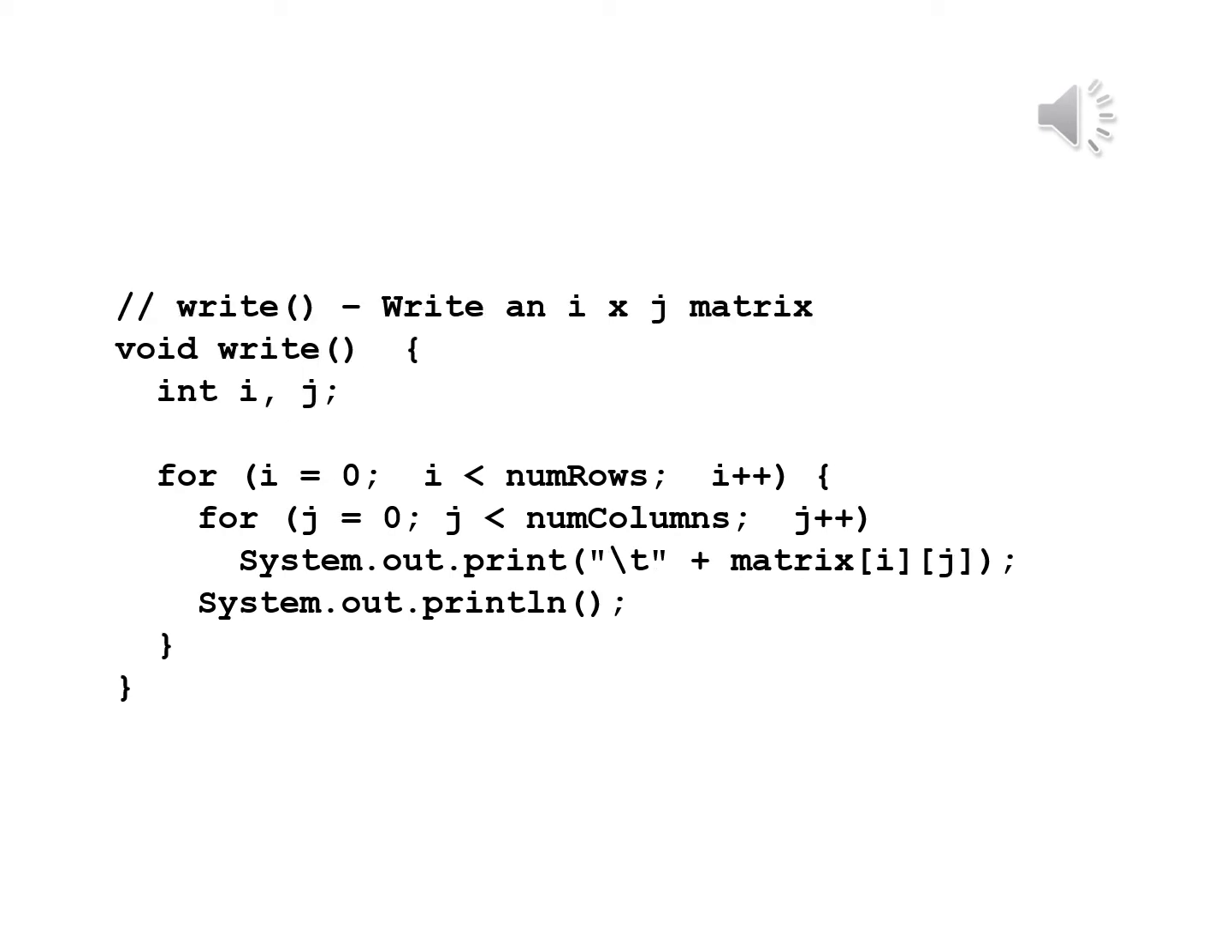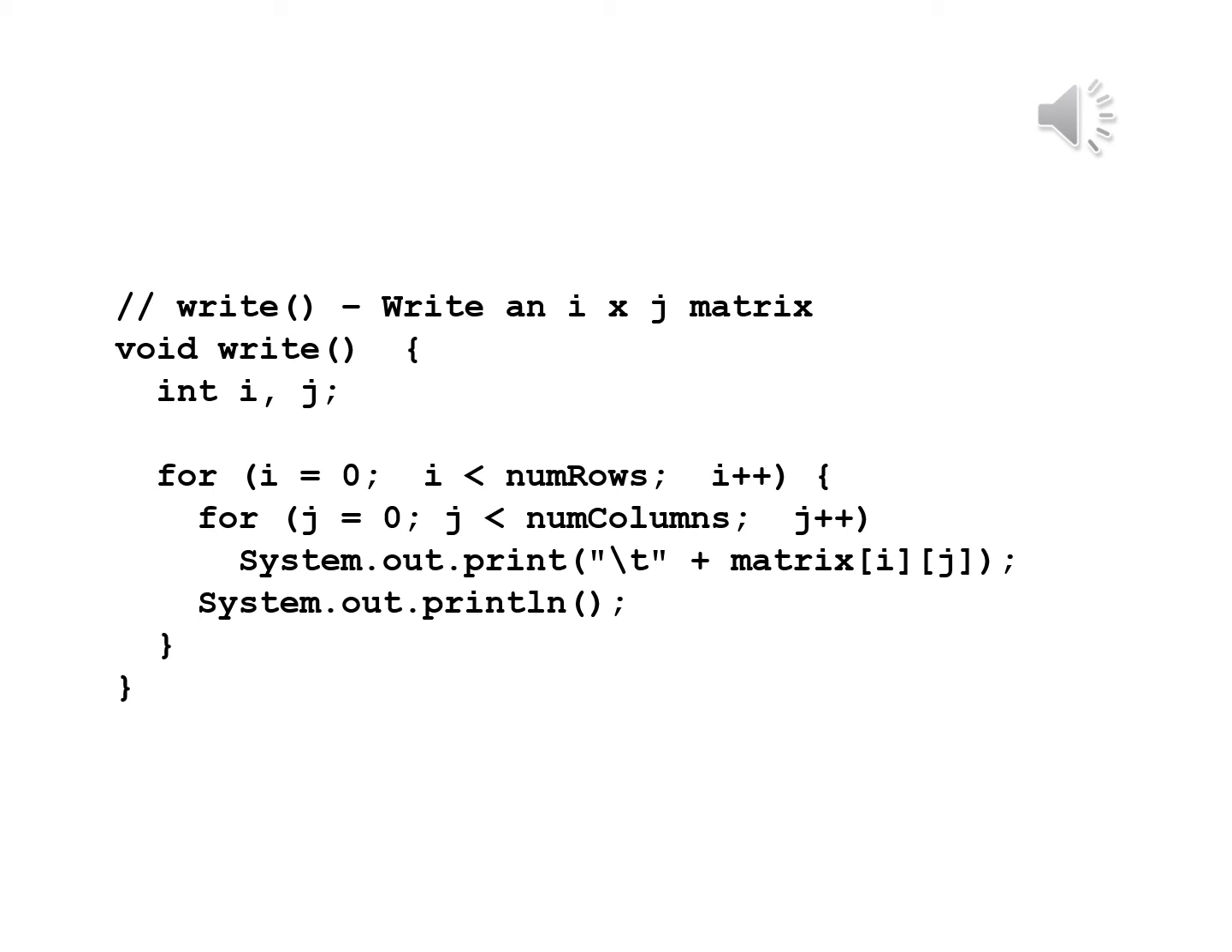The write method is fairly straightforward. Void write, and again we need indices, int i, j. The outer loop for i equals 0, i is less than numRows, i++. Here we will need braces because there'll be actually two things in the loop.